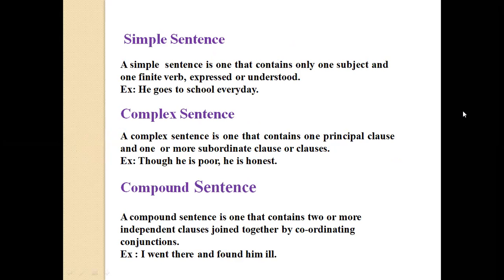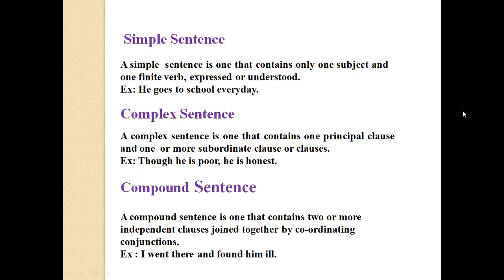A simple sentence is one that contains only one subject and one finite verb, expressed or understood. For example, he goes to school yesterday. Here there is only one subject and that is he, and one finite verb that is goes. So this is an example of simple sentence.